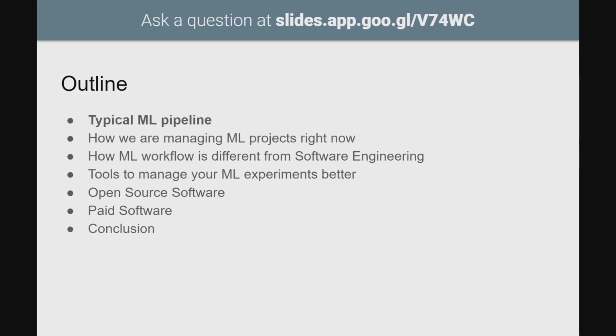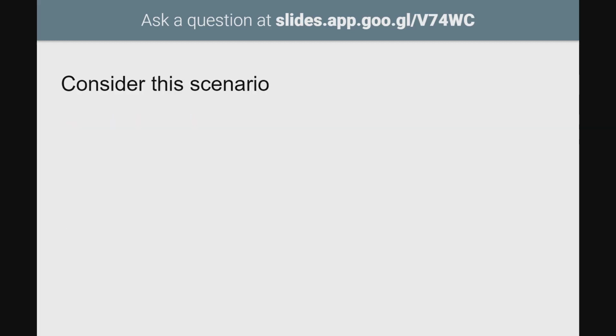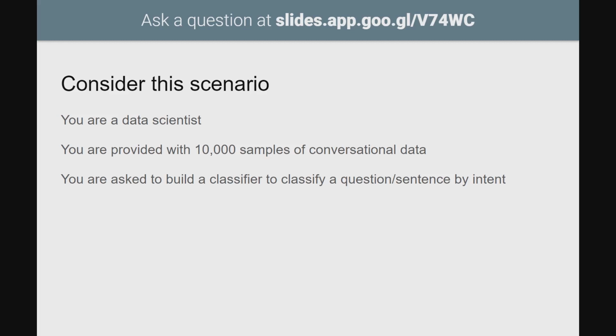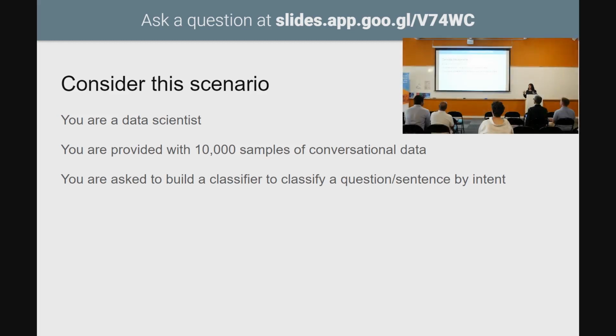And finally, the conclusion. So first, let's talk about a typical machine learning pipeline. So consider this scenario. I'm coming from an NLP background, so my examples would be about language. If you have questions about it, please feel free to stop me. So you're a data scientist. You're provided with 10,000 samples of conversation data. And you're asked to build a classifier that says, given this sentence, what type of sentence is it? It's classified by an intention.